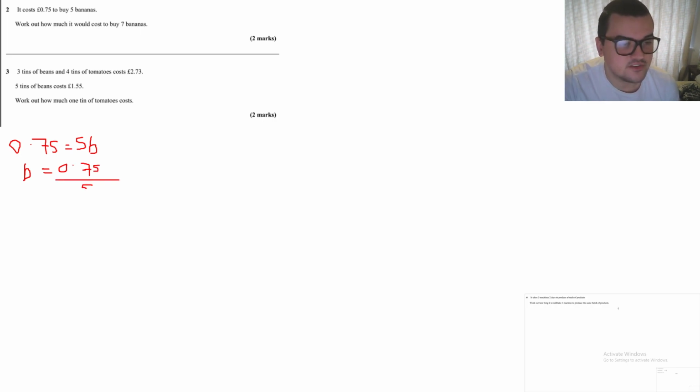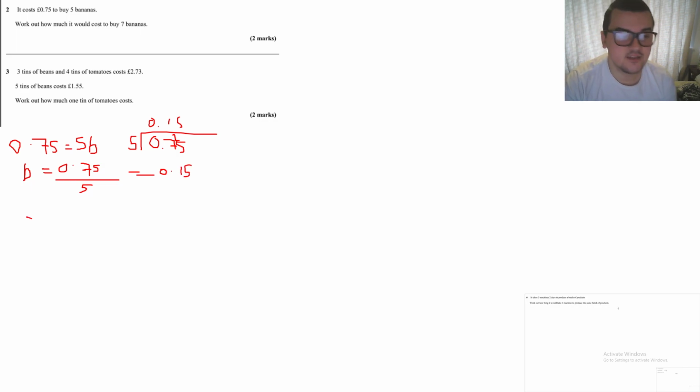We could find this using long division. 5 into 75. How many 5s go into 0? 0. How many 5s go into 7? 1, remainder 2. How many 5s go into 25? That's 5. So B is 15 pence. Now we want to find 7 bananas. So we want 7 times B, or 7 times 0.15.